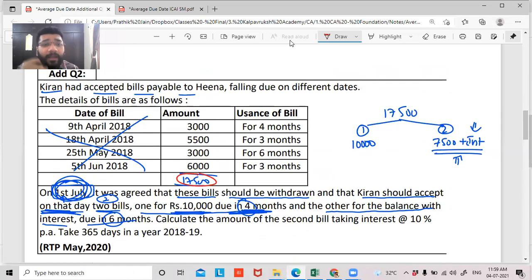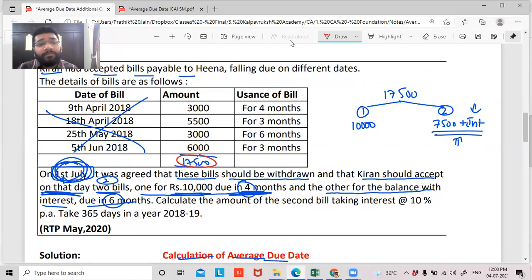Kiran had approached Hina and told that, Hina, please cancel the old bills. Instead of that, for the 17,500 rupees, please calculate another bill. On 1st of July, these bills were cancelled. It was agreed that these bills should be withdrawn and that Kiran should accept, on 1st of July, two bills again. Out of 17,500, one bill is for 10,000 rupees. And the bill is issued on 1st of July, Kana, plus 4 months of time period.